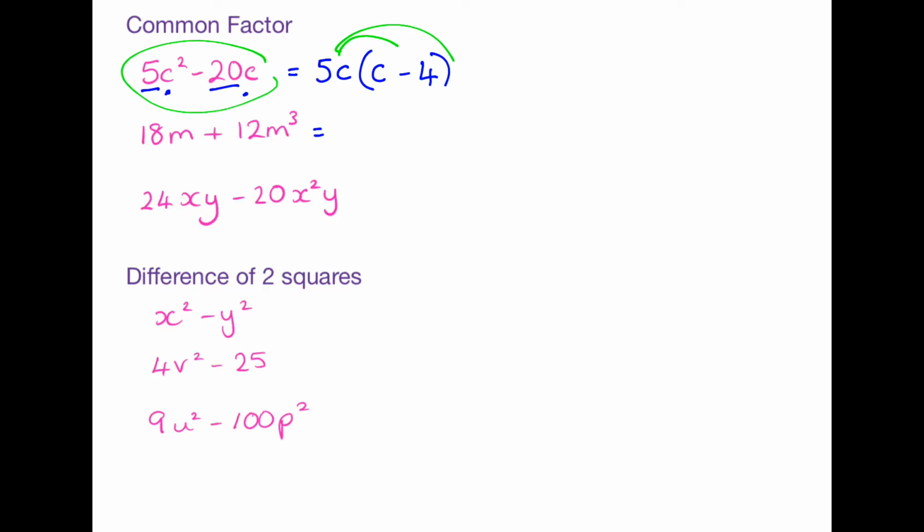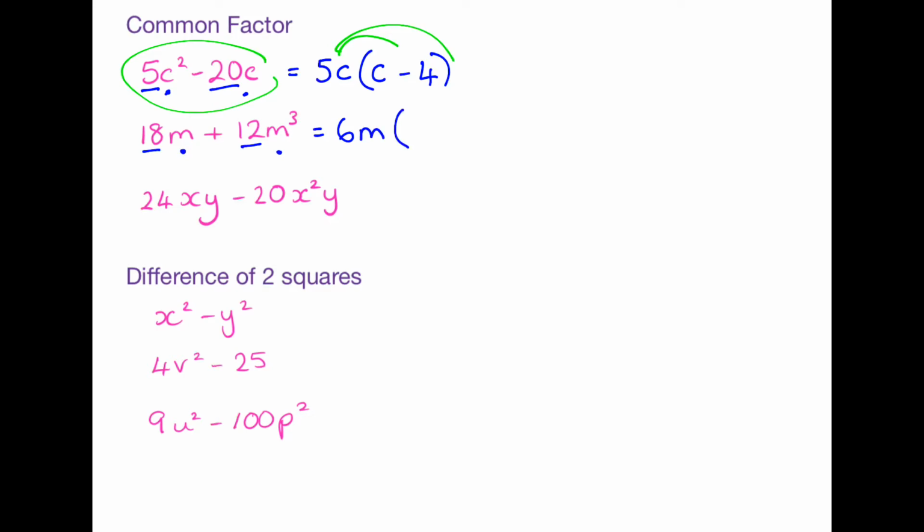Again, numbers and letters separately. So we're looking at the highest common factor of 18 and 12. The biggest number that goes into 18 and 12 is 6. And when we're looking at the letters, we've got an M here and an M cubed here. The biggest thing that's going to go into M and M cubed is M.